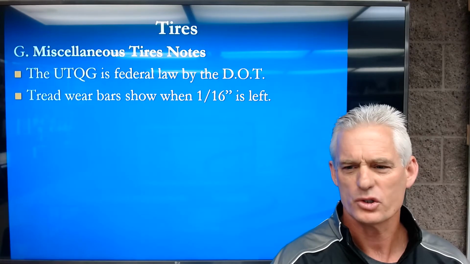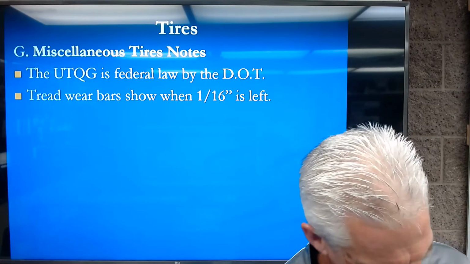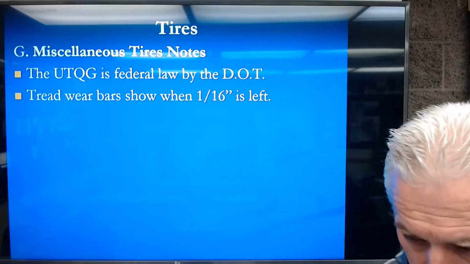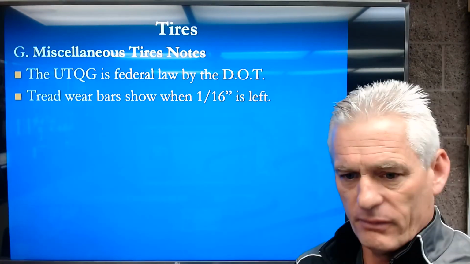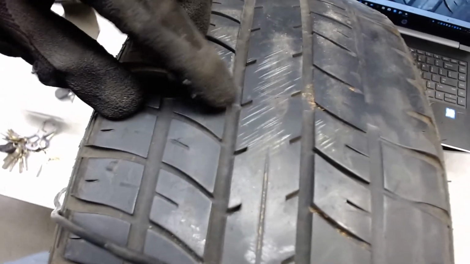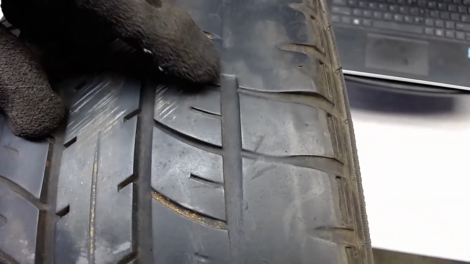Tread wear bars show when 1/16 of an inch is left. Let me show you the tread wear bars on this tire. All cars by federal law have to have tread wear bars. So these are the tread wear bars here. It's this raised section here, here, here, and that one's already worn out there.